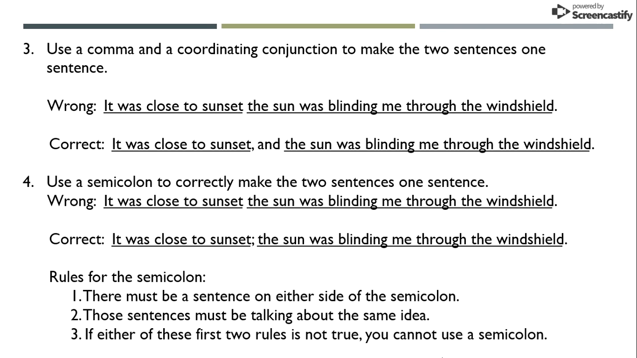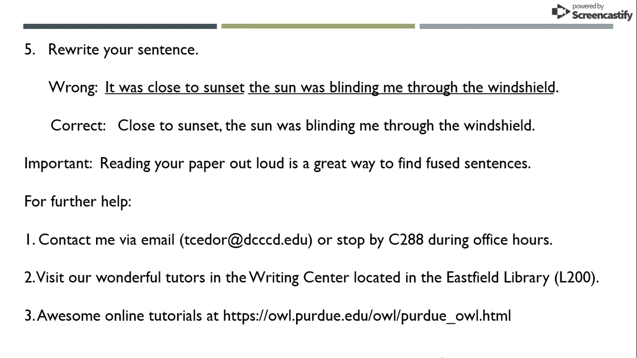The second thing that you have to establish is those two sentences must be talking about the same idea. Whatever you're talking about on the left of the semicolon has to be expounded or explained on the right side of the semicolon. So if you don't have two sentences and you don't have a relationship between those two sentences, you cannot use a semicolon. Both of these rules must be true for you to consider using a semicolon. And then as you can see, you're going to put the semicolon right in between where those sentences go. It was close to sunset, semicolon, the sun was blinding me through the windshield.